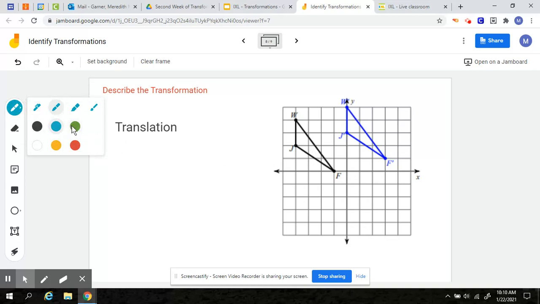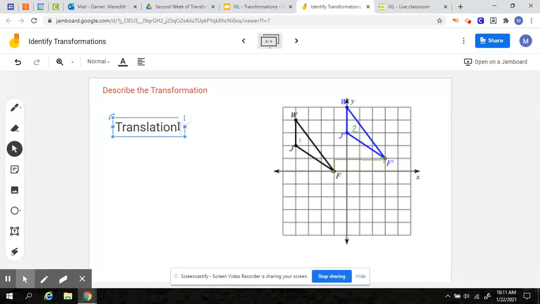I'm going to pick a point. It doesn't matter which one. I'm going to go ahead and do F. I'm going to say, how many units in what direction did I go to get to F prime? So remember, this is your first shape. This is your second shape. So I see I had to go 1 unit up and 1, 2, 3, 4 units to the right. So my final answer is this is a translation, 1 unit up and 4 units right. If you did it backwards, if you said down and to the left, then that means you mixed up which one was your pre-image.